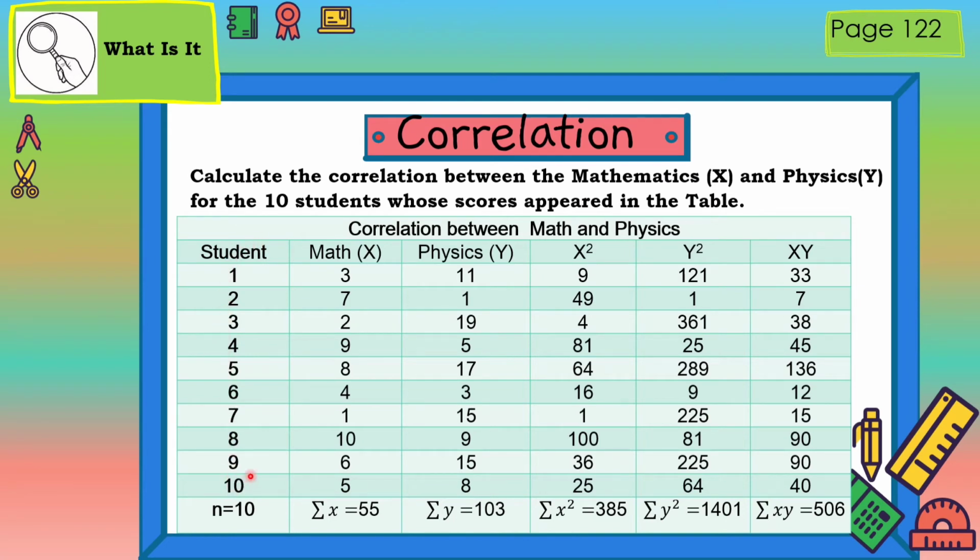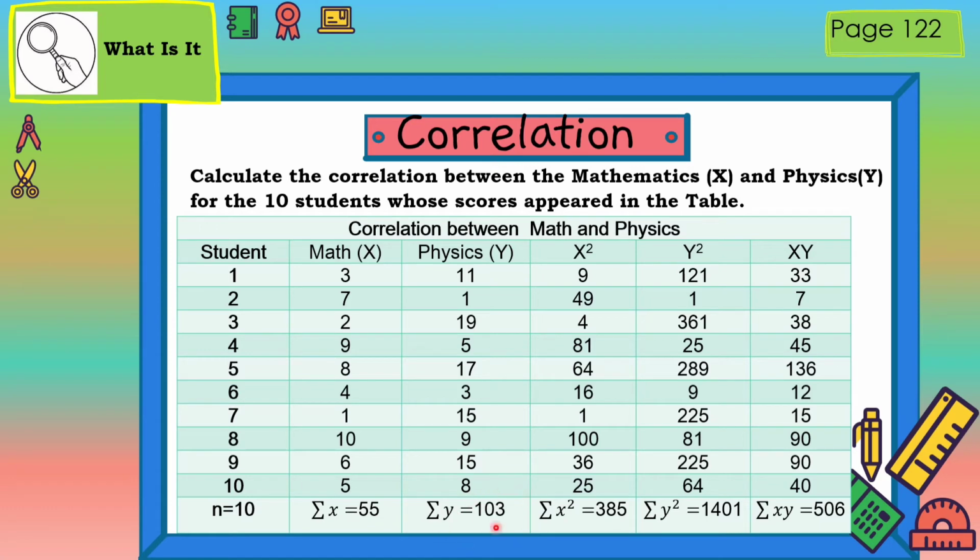For the first column, we have the students. For the second column, we have the column of math scores. And for the third column, we have the physics scores. And we have already the summation of our math, or the X, and the summation of physics, or the Y, which is 103.